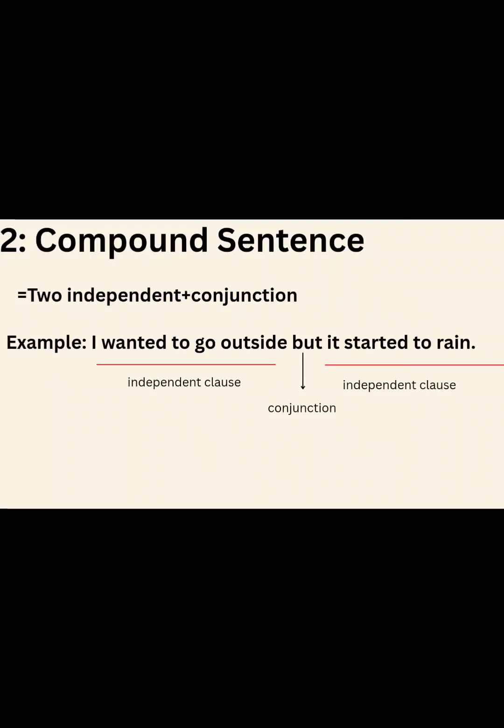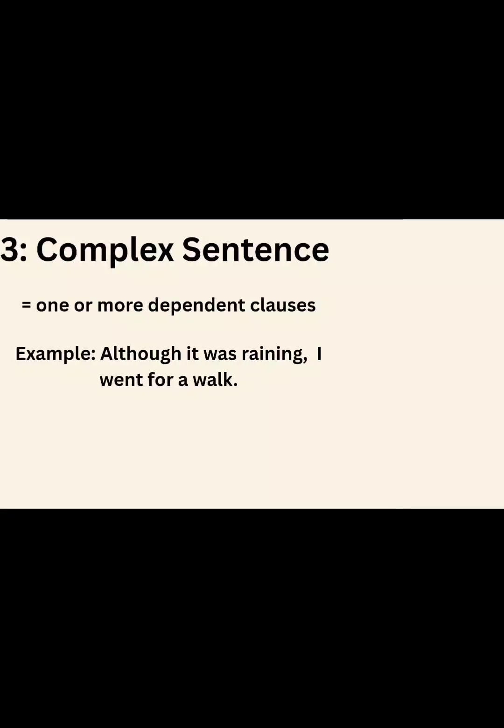Now let's move on to type 2, compound sentence. It is based on two independent clauses plus a conjunction. For example, I wanted to go outside but it started to rain. So there are two independent clauses plus a conjunction, which makes it a compound sentence. I hope you understand it in a common and easy way.